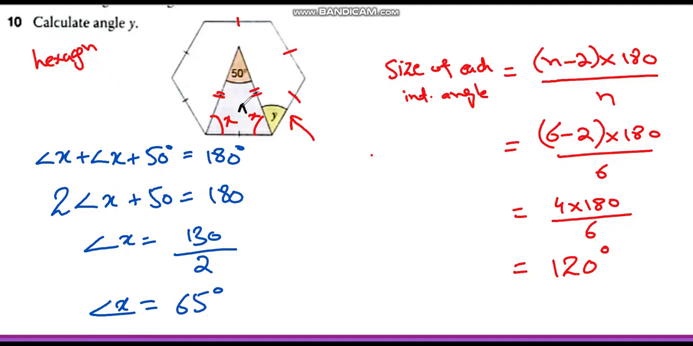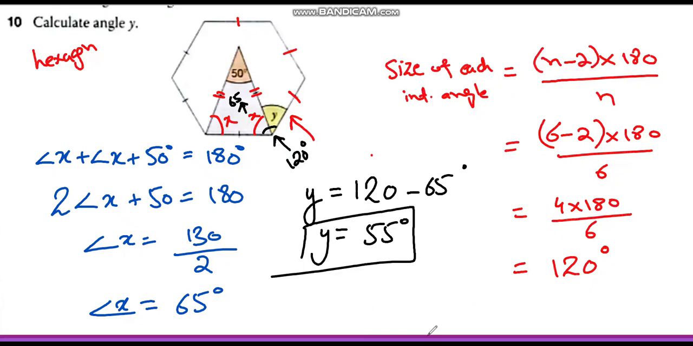If the size of x is 65 degrees, and we already know that the size of each interior angle in the hexagon is 120, then for y, we can write the equation that the size of y is 120 minus 65, the size of x. So it will be 55 degrees. Now let's proceed to the next question.